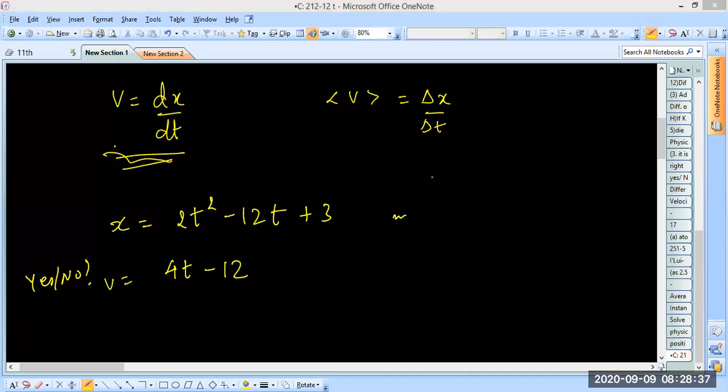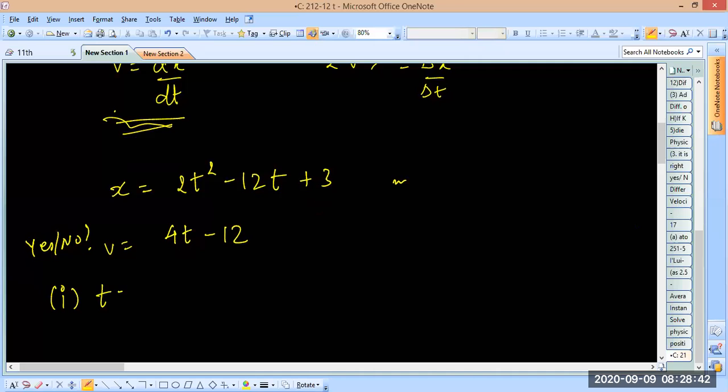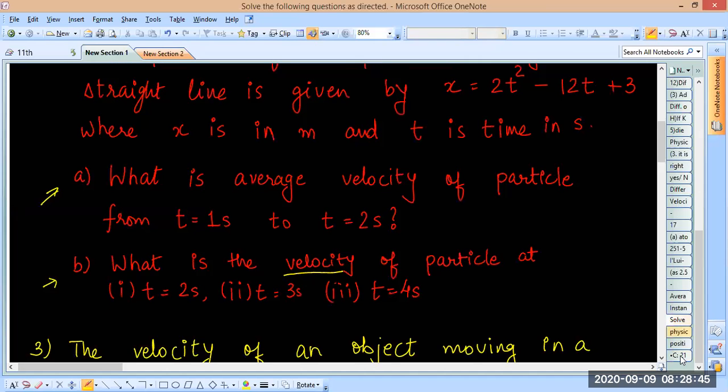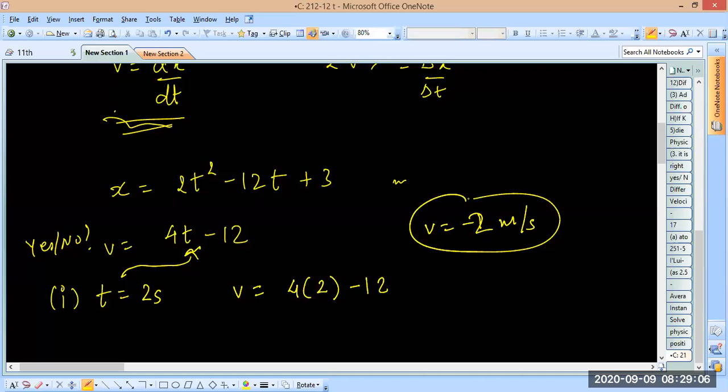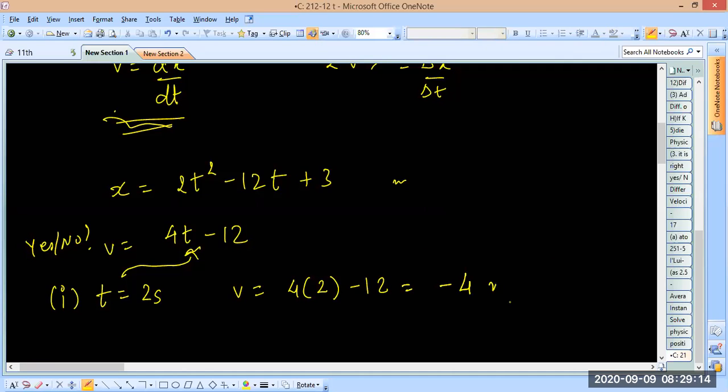Okay, right. Now we have to find three answers. First one at time t equal to, what was that? I forgot. Yeah, t equal to 2 seconds. So at t equal to 2 seconds, v is going to be 4 into 2 minus 12. Here we can put t as 2 because there is t, unlike the previous question, where we just got velocity as minus 2. There we could not put t. Here we have to put t. So this will be minus 4 meter per second.